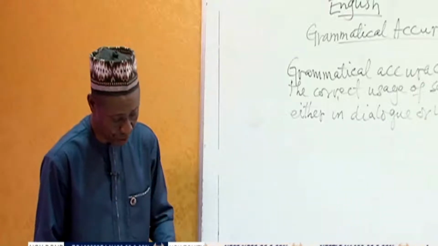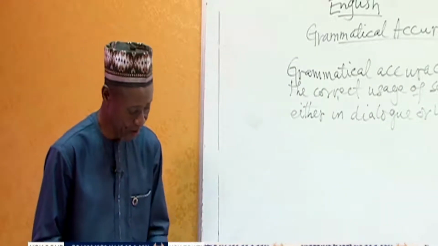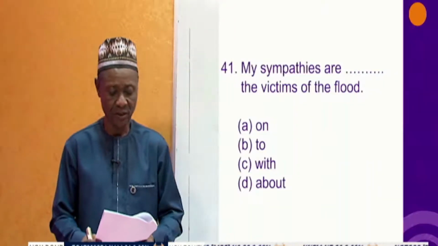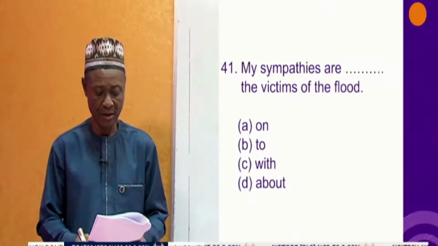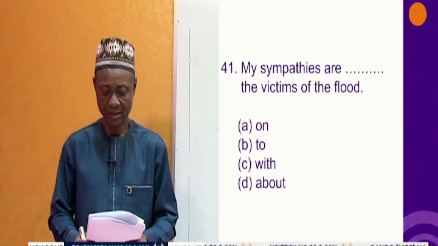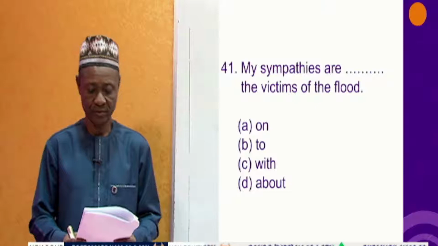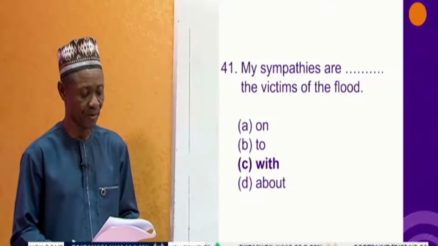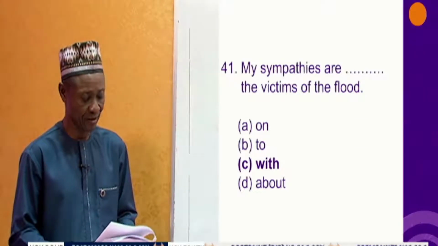Now, we move to year 2017. Question number 41. My sympathies are dashed with the victims of the flood. Options are A, on. B, to. C, with. D, about. Option C, which is with, is the appropriate answer. That is the appropriate preposition to be used in this context.